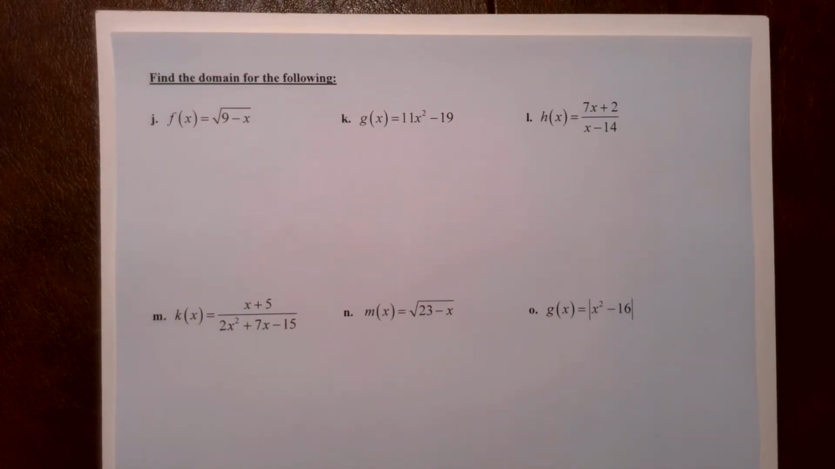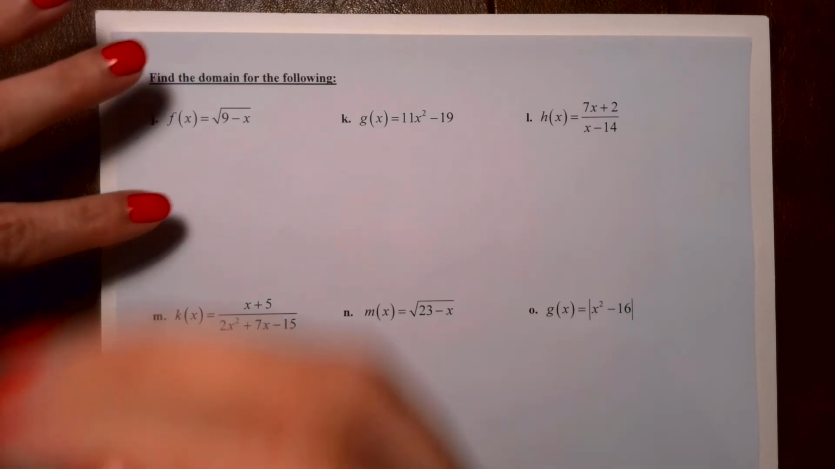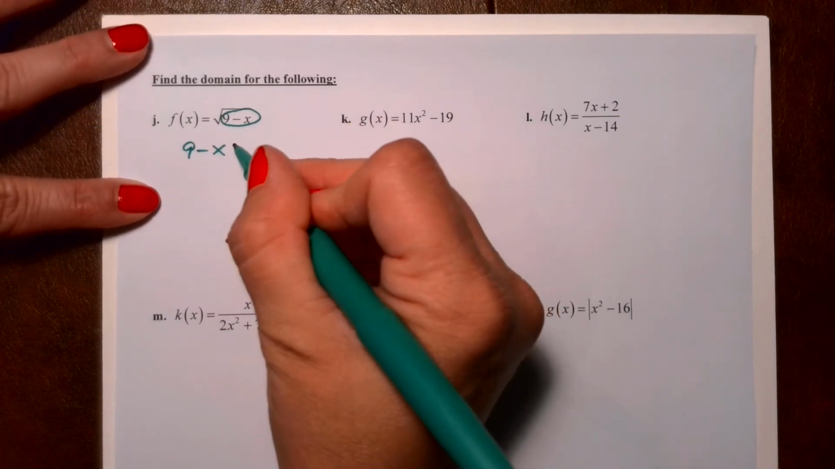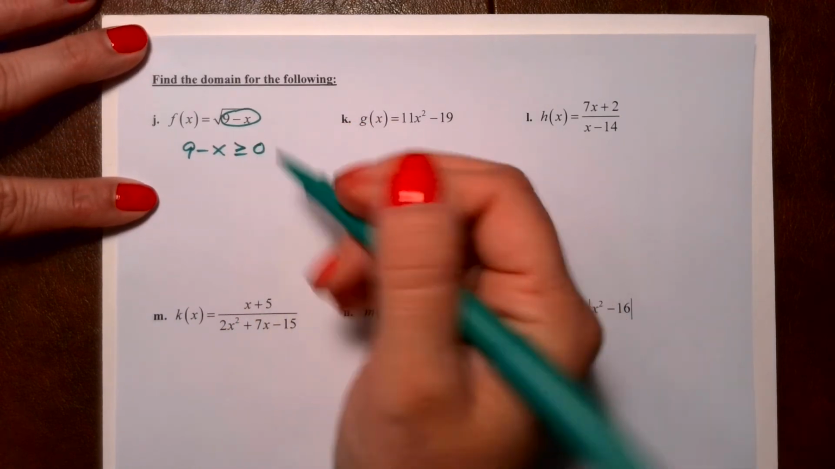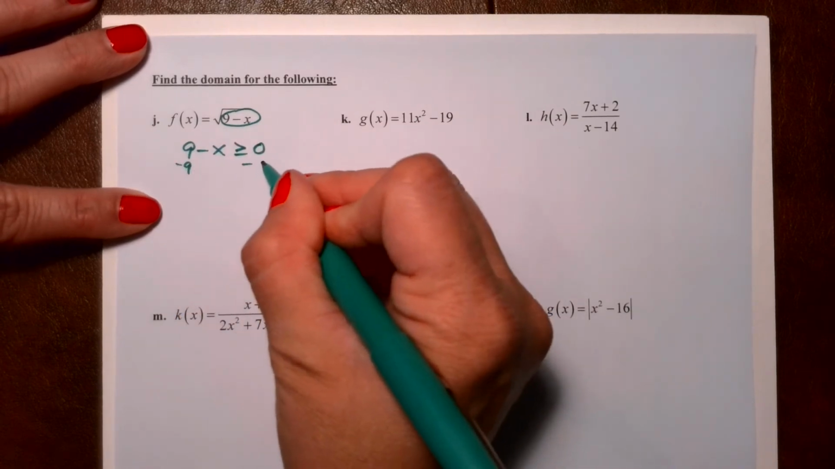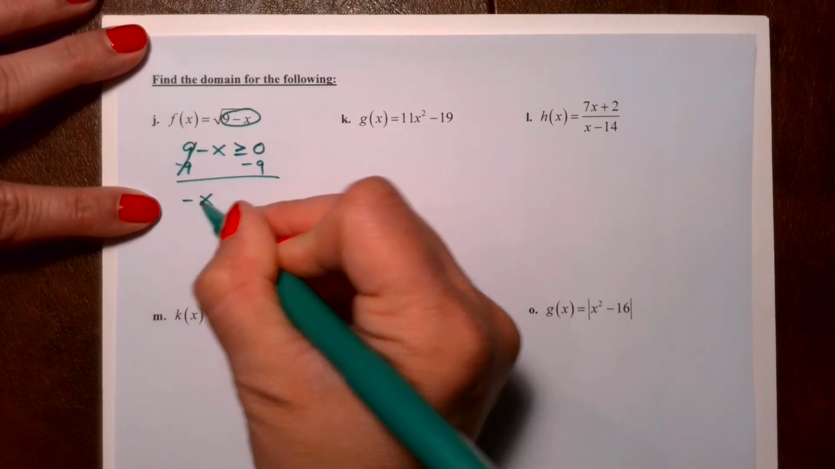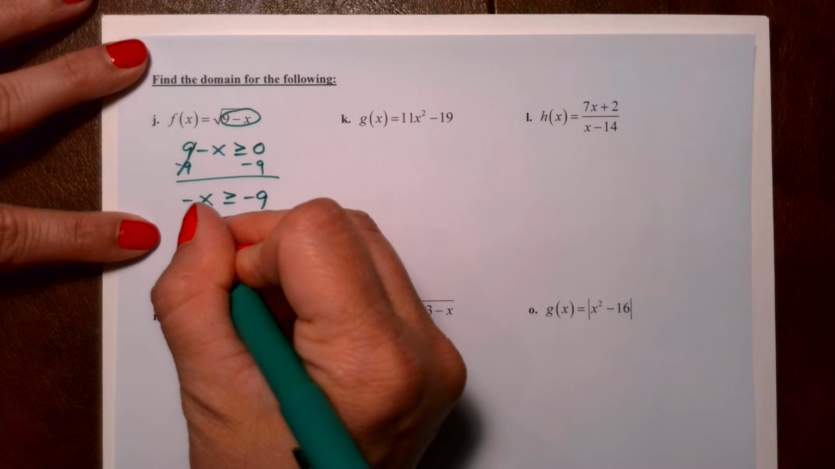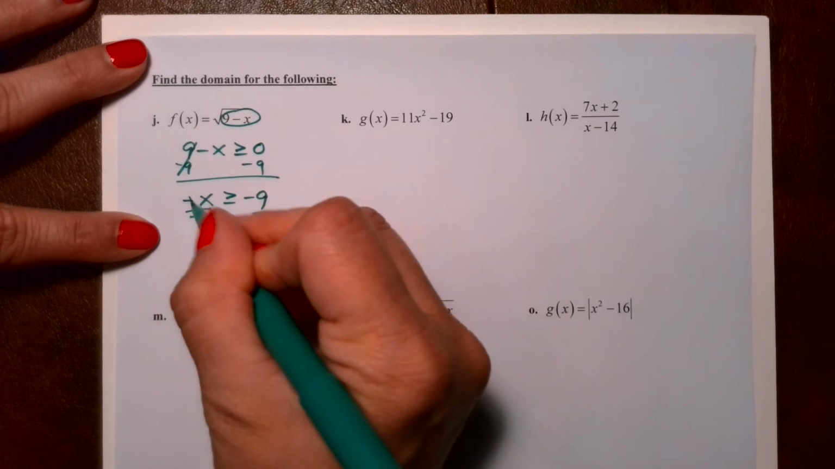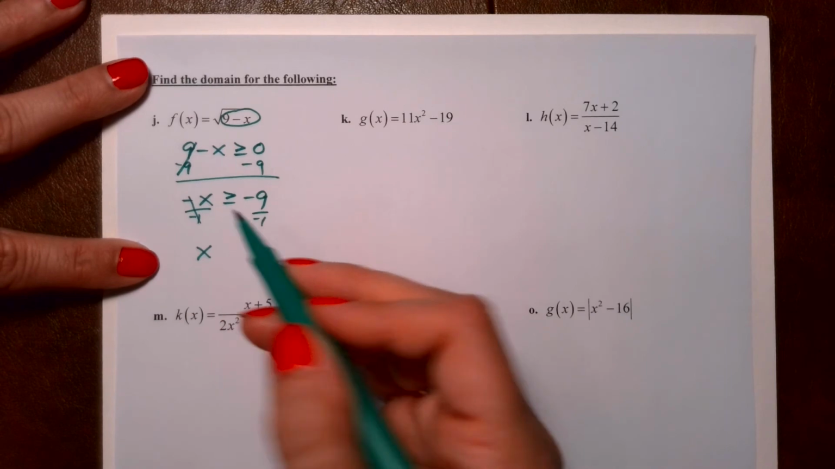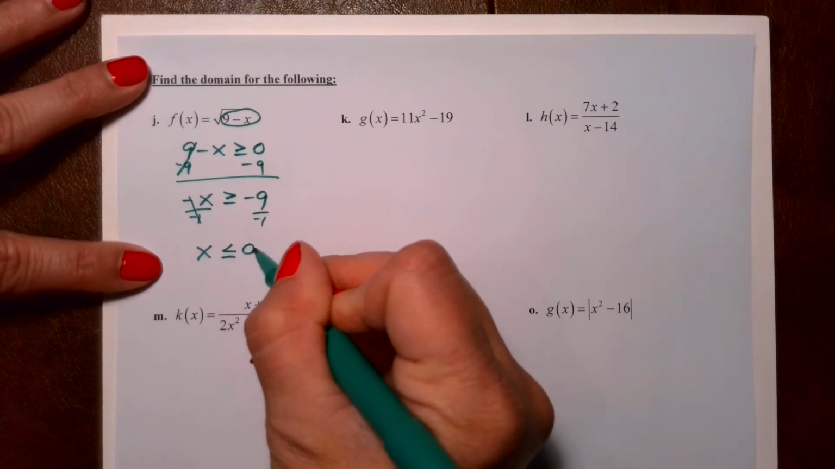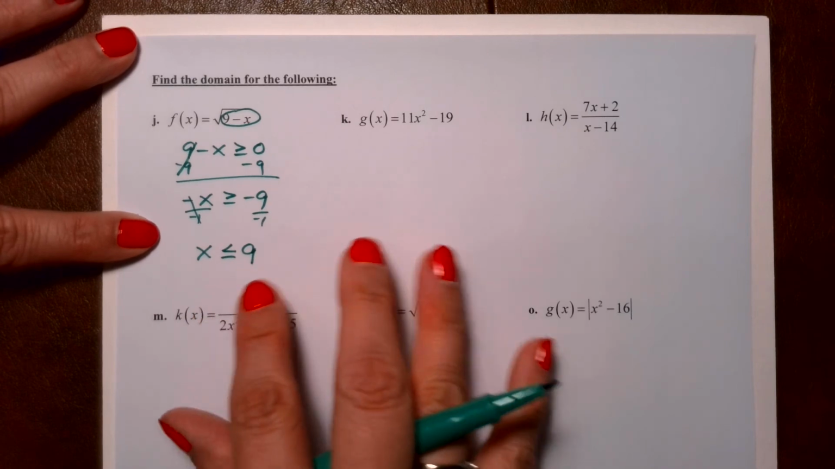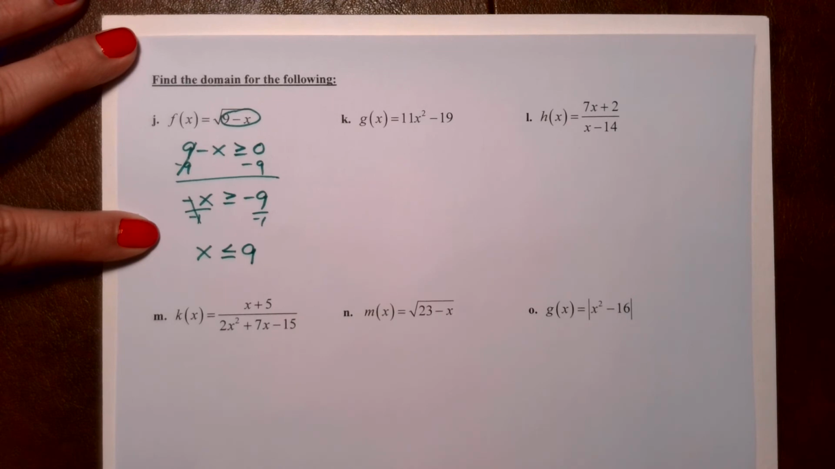All right, let's keep going here. Letter J, I see an expression in a radical. 9 minus x has to be greater than or equal to 0. I'll subtract the 9 from both sides. Negative x greater than or equal to negative 9, and then we divide both sides by negative 1. Dividing by a negative, we have to flip the sign. So all numbers less than or equal to 9 would work. I don't think 10 would work.